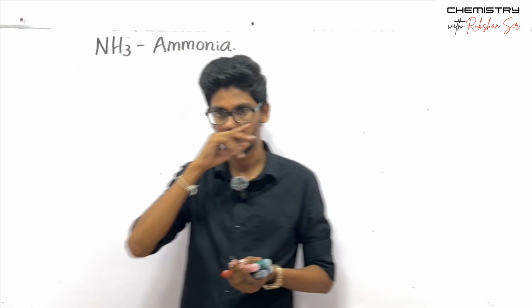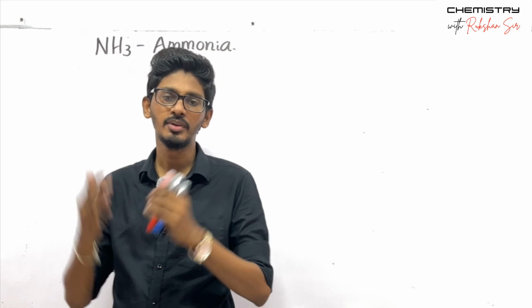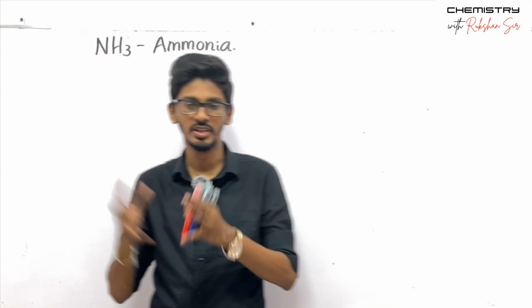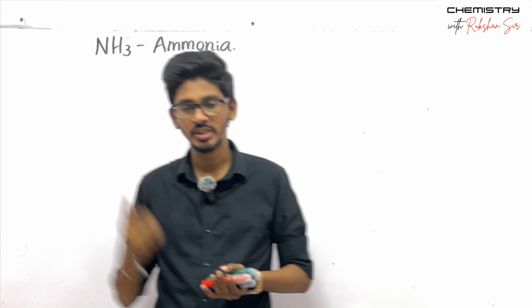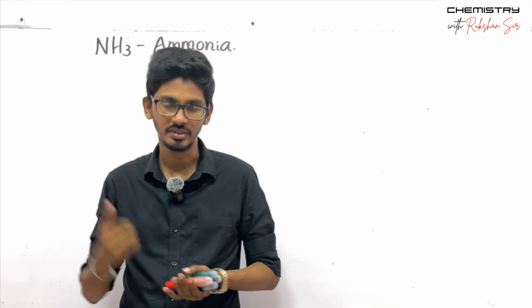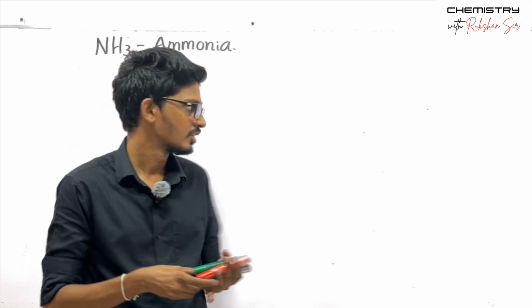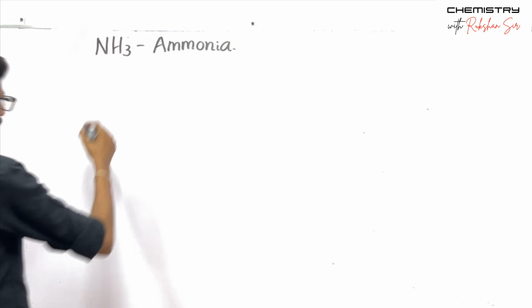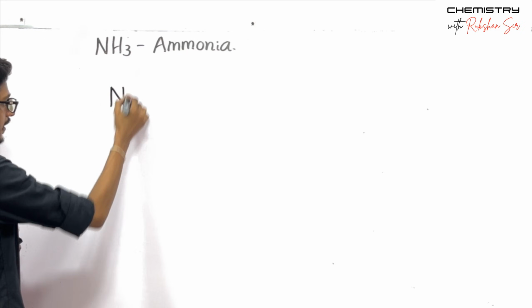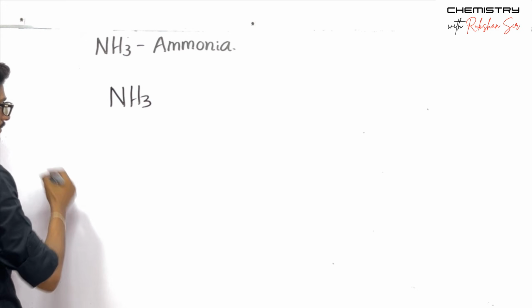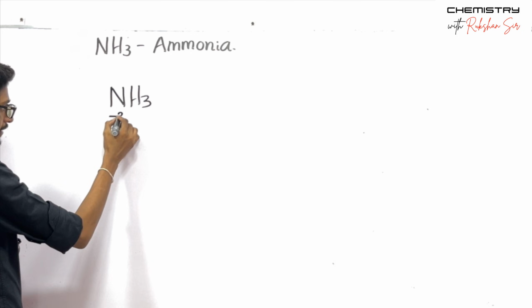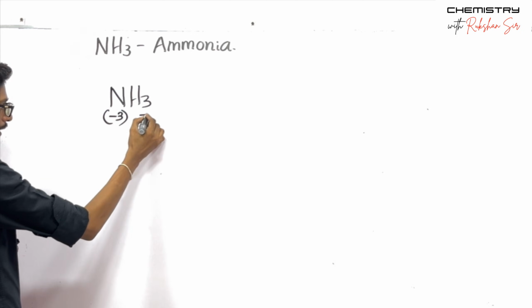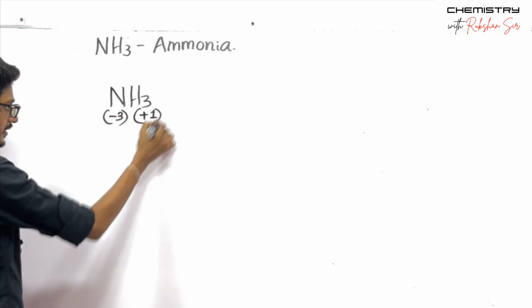The first 2 types: ammonia is able to oxidize as well as able to reduce. So ammonia can act as a reducing agent as well as an oxidizing agent in reactions. When it comes to ammonia, nitrogen has a -3 oxidation state and hydrogen has a +1 oxidation state.